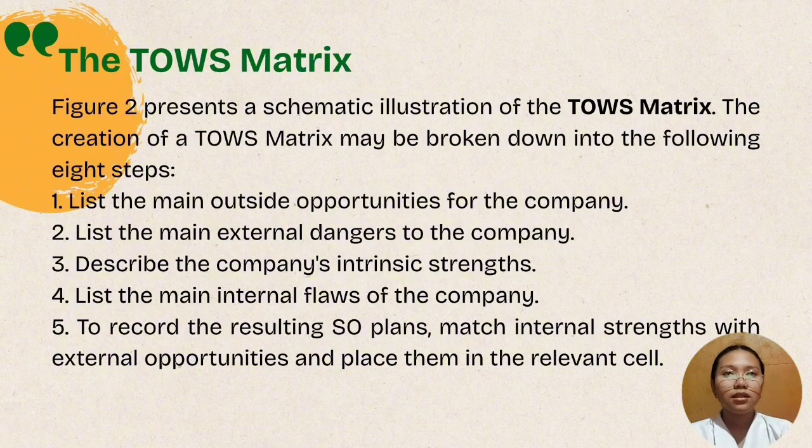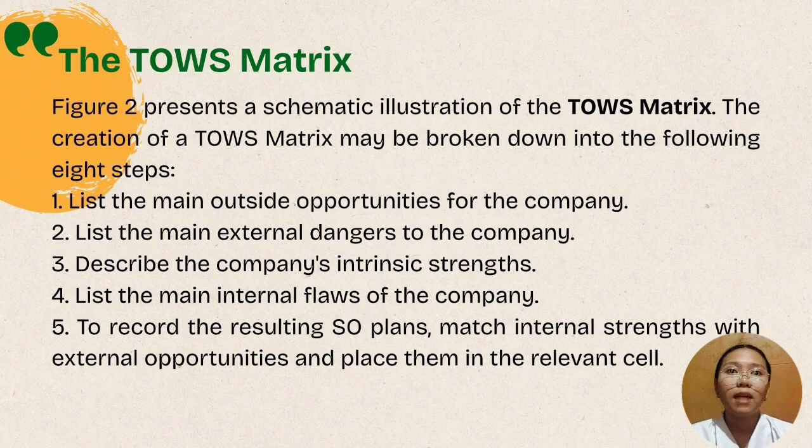So the first step is to list or identify the company's major external or outside opportunities. And then step 2 is to list or identify the major external threats or dangers. And then on the step 3 is to identify the company's internal strengths. And then step 4 is to identify the company's internal weaknesses. So at this point, you already have the S, W, O, and T or SWOT.